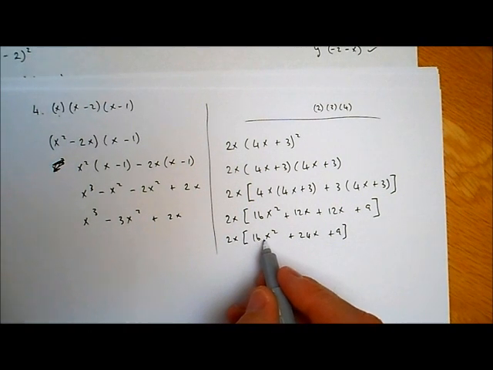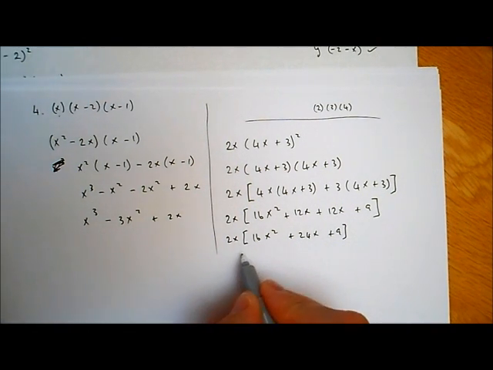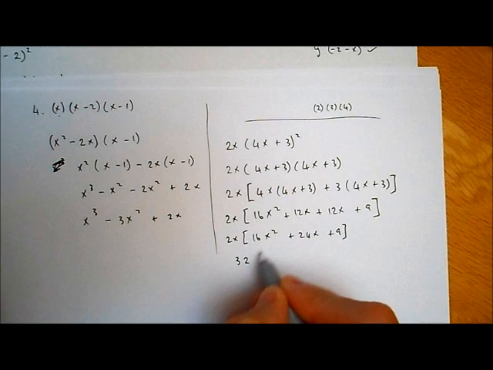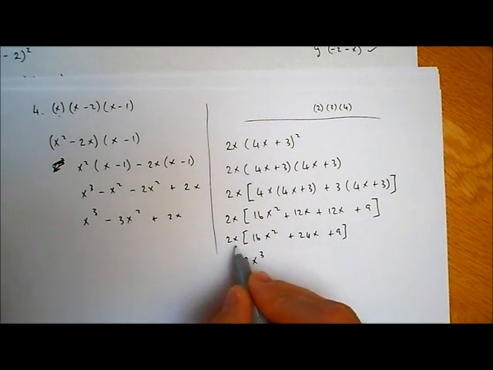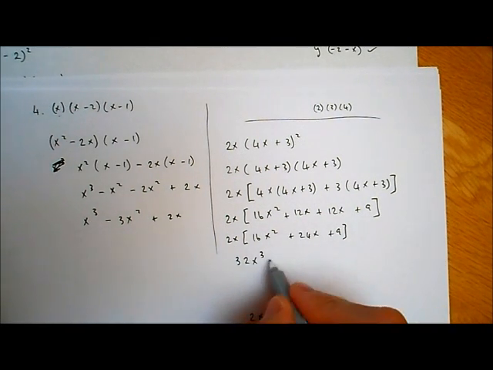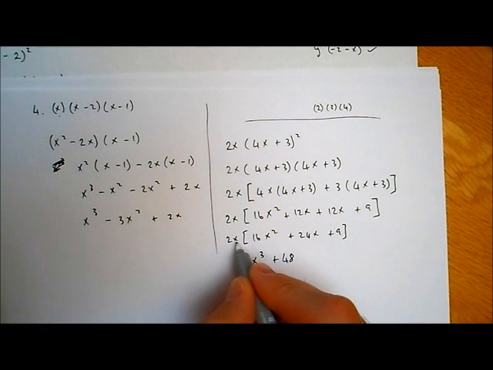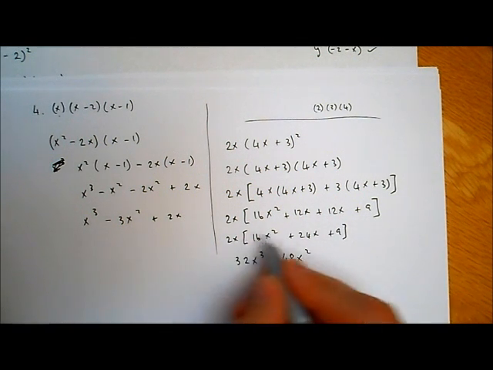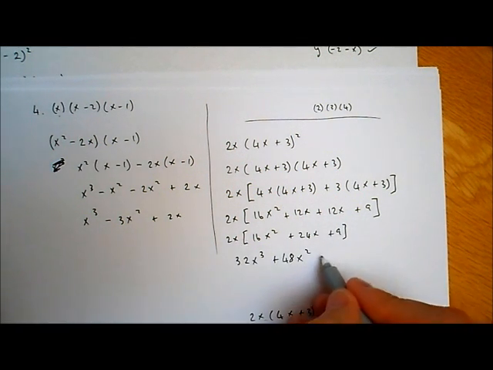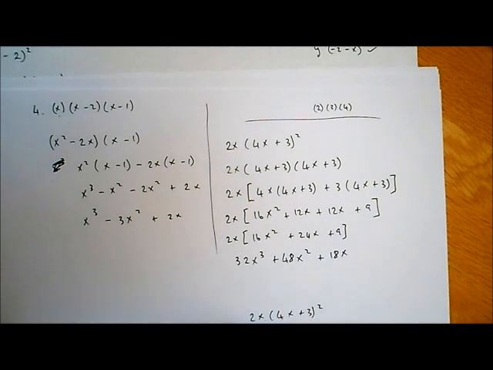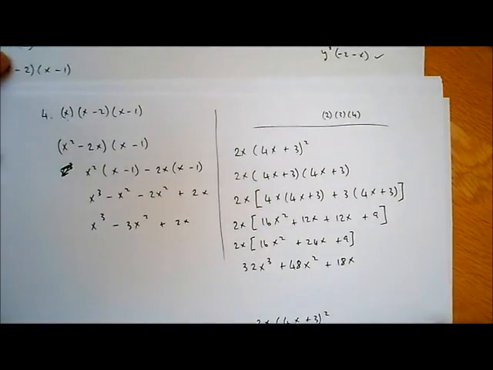So I've got 2x by 16x squared. Well, 2 by 16 is 32. x by x squared is x cubed. 2x by 24x: 2 by 24 is plus 48, x by x is x squared. And 2x by 9 will give plus 18x. Okay, so let's see the next one.